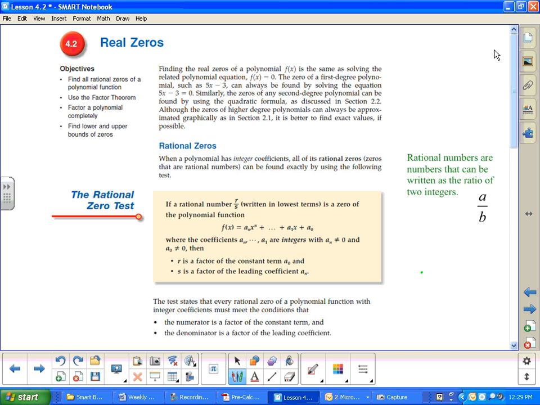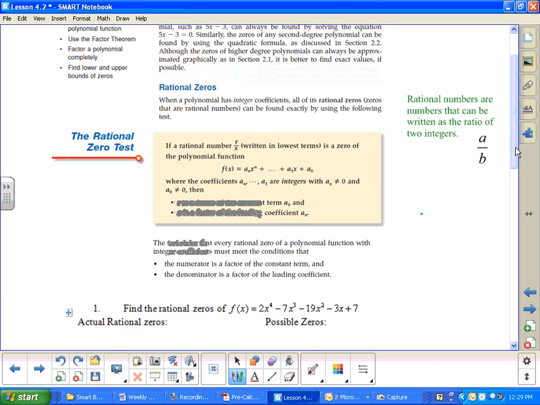So most of the time when we've been working with zeros, we just try to factor it if we can, and if not, then we'll throw it in our calculator and find it that way, which is fine. Okay, if you have it available, then that works. There is one other thing you can do to find real zeros or rational zeros. There's what we call the rational zero test.